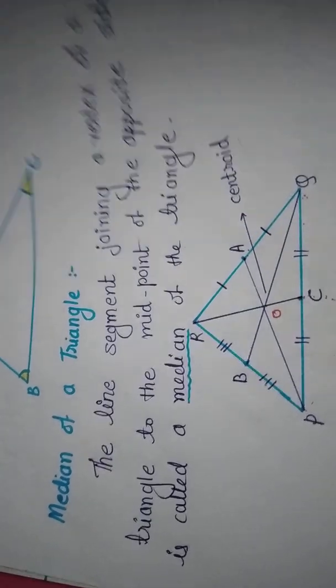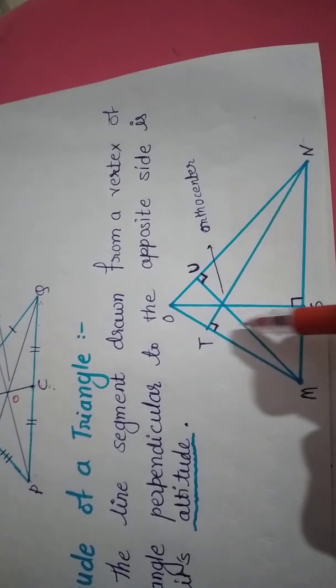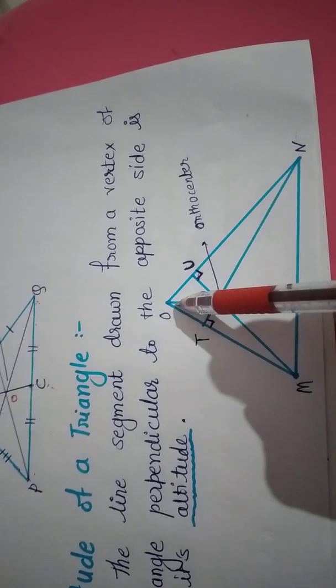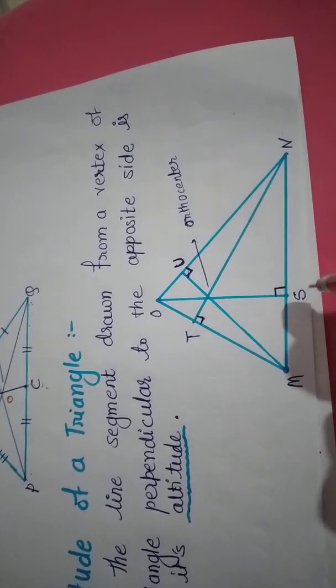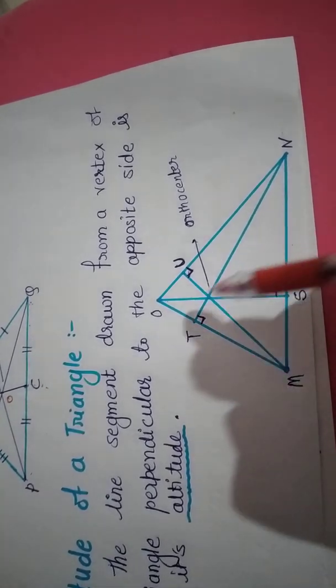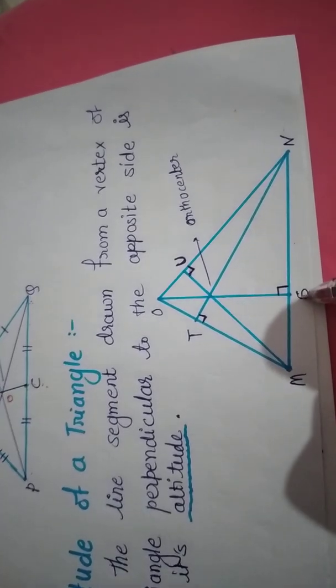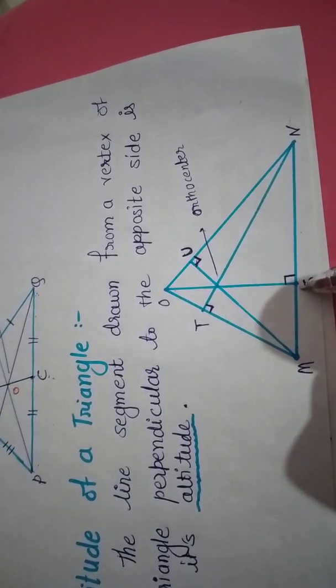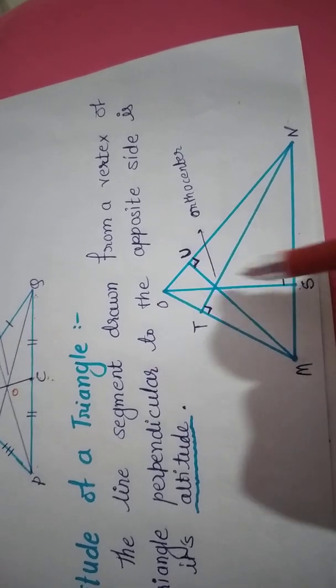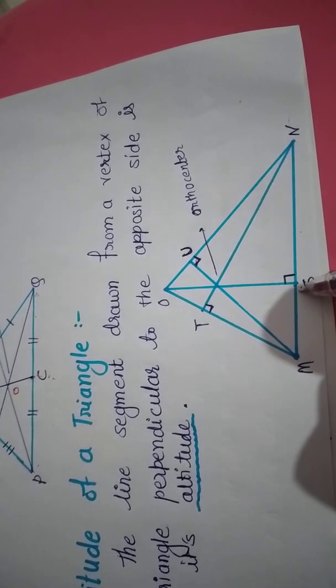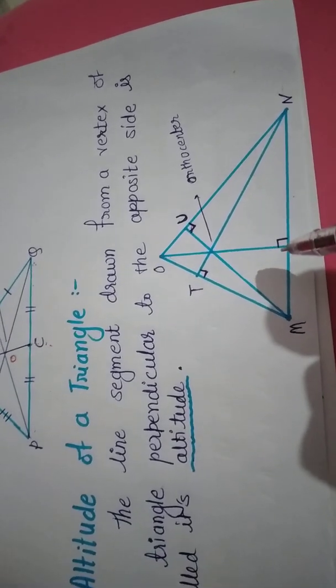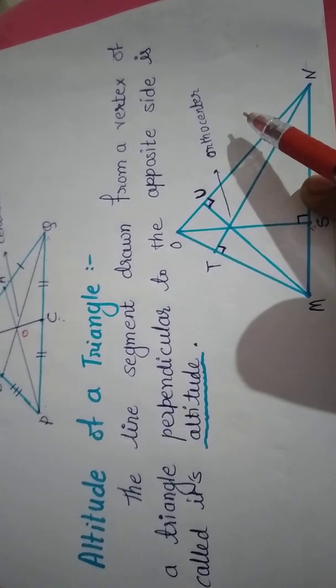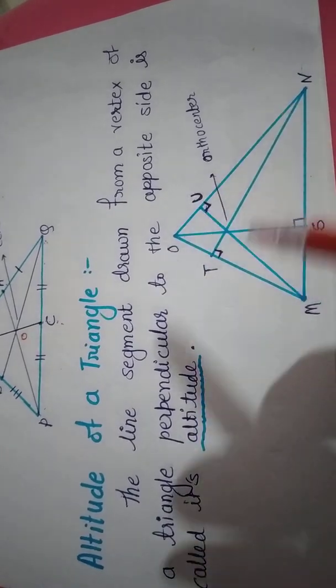Similarly, if we join a vertex and the opposite side with the help of a perpendicular, that is, if we draw a perpendicular from the vertex to its opposite side, then also we will get some line segments there. But that type of line segment will be called an altitude.